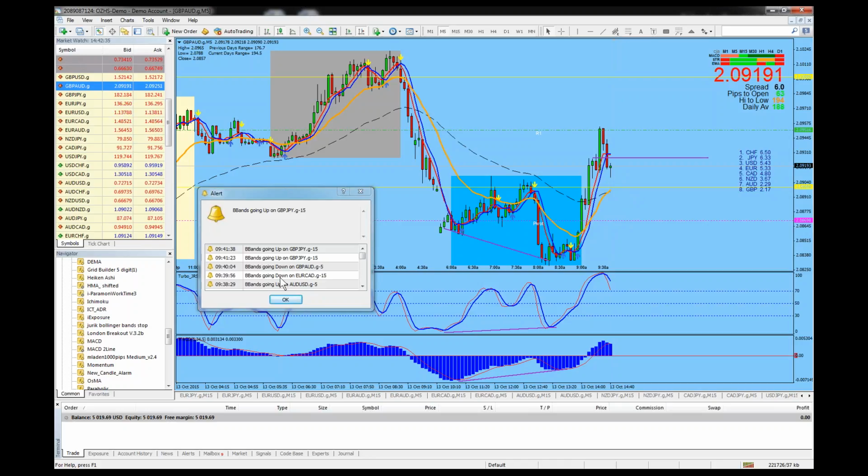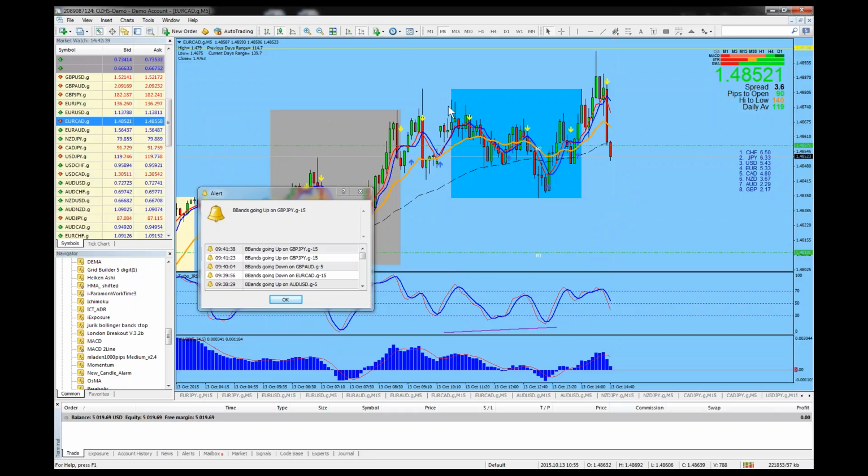And then B-band's going down on EuroCAD while we were talking with Daryl, and that was over here. That was the entry right there, and that should be about, I was going to say 10 pips, but it's like 8 and change. That could have been a decent one for a 4 pip spread.